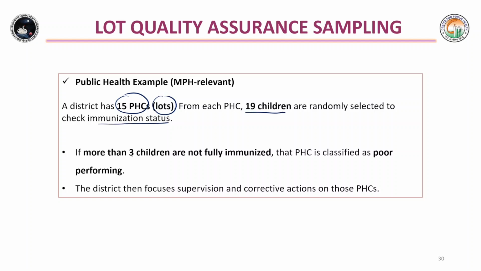If more than 3 children are not fully immunized, that PHC will be classified as a poorly performing PHC, and it will receive additional supervision, training, and corrective action. So, again, notice the purpose here is not to calculate the immunization coverage, but to identify which PHC needs improvement. So that's why LQAS is mainly a quality monitoring tool.